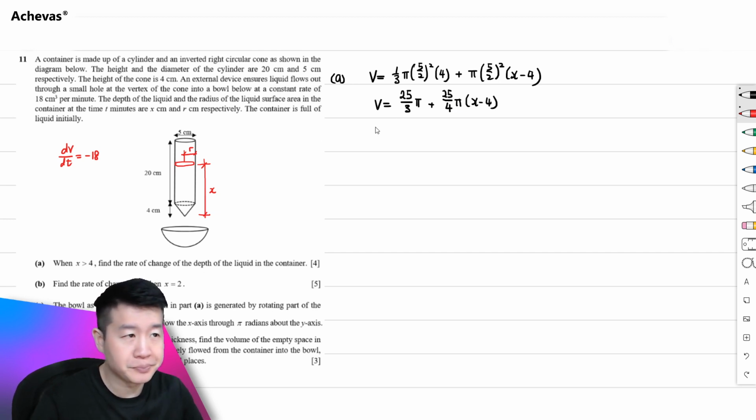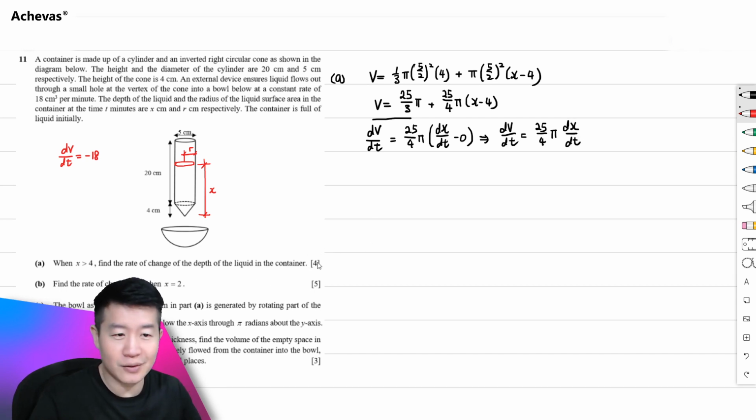So from here, we can try to do a differentiation with respect to t. On the left hand side, if I were to differentiate it with respect to t, it is dV/dt. On the right hand side, the constant will disappear. Differentiating this, we will be left with 25 over 4 pi of dx/dt. Differentiating 4, it is going to be equal to 0. So this tells me that dV/dt is equal to 25 over 4 pi of dx/dt.